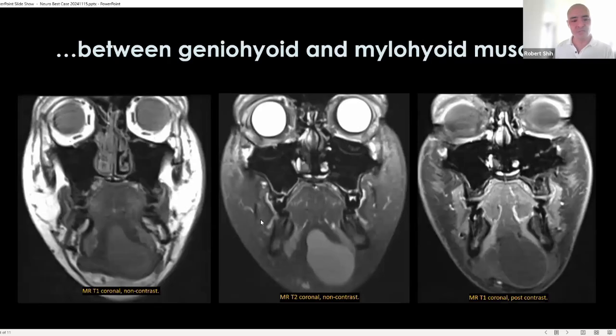Here's a series of coronal images, T1, T2 with fat sat, and post-contrast T1 with fat sat. Again, showing how it's a little bit proteinaceous on T1, a little bit bright, no enhancement, no solid or nodular components, and bright on T2.